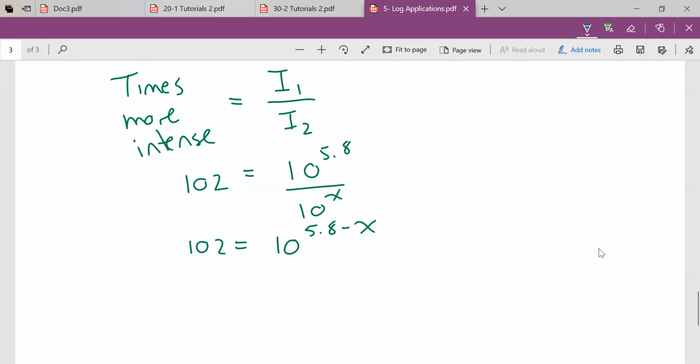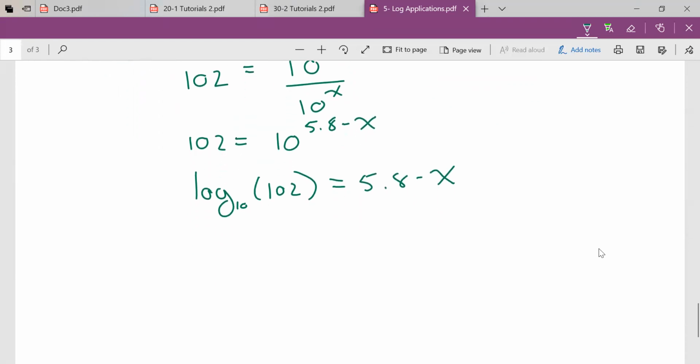Look at that. Now we've got an exponential, but we can't make the bases the same. So guess what we're going to do? Convert back to a logarithm. So log base 10, I'll even write it, we don't need to, it's a common log, of 102 is equal to 5.8 minus x. All I'm going to do here is add x to both sides and subtract log 102.